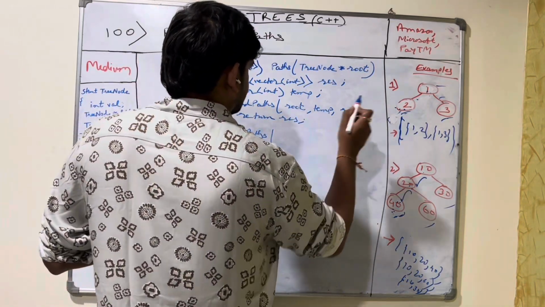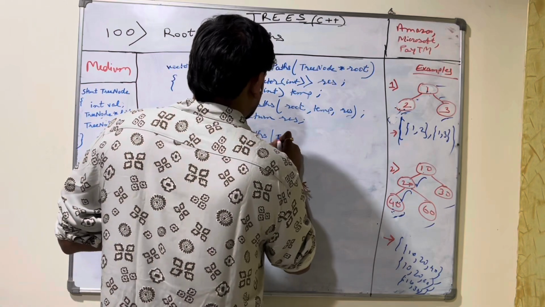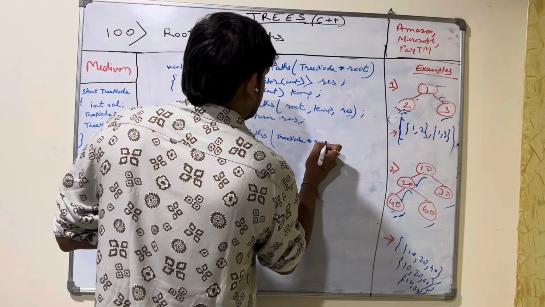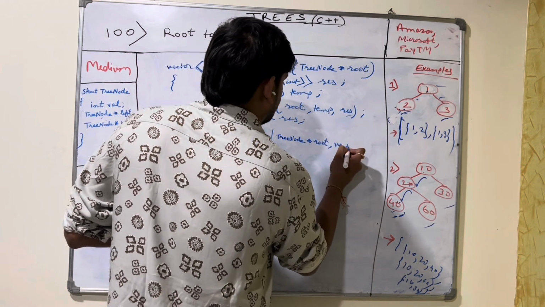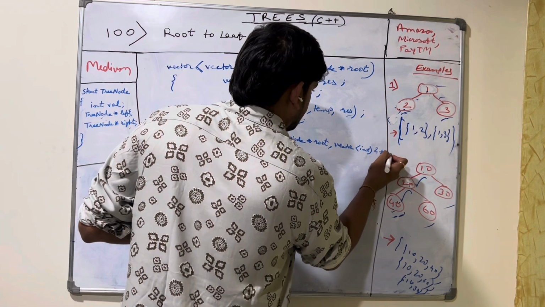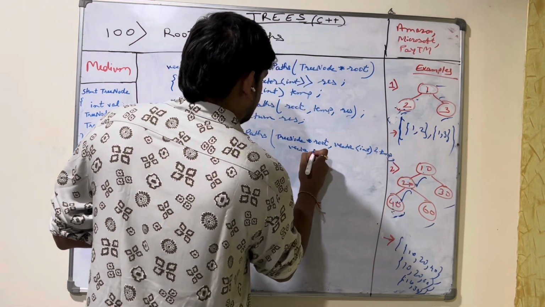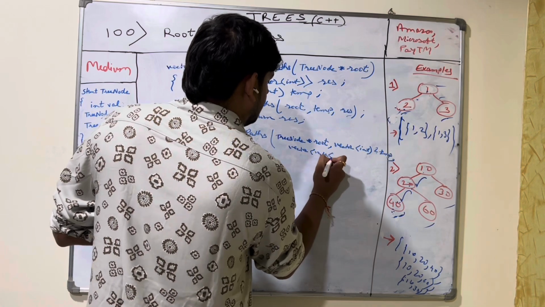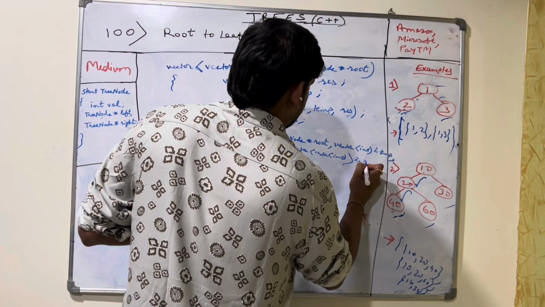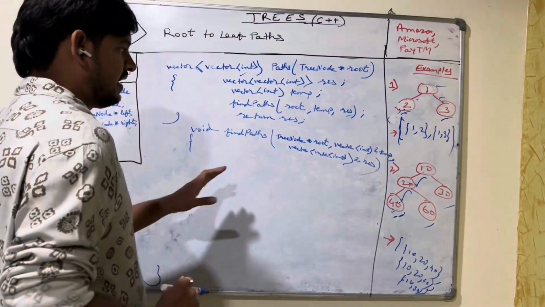We will pass this as a pass by reference. So tree node struct root, vector int ampersand temp, comma vector int ampersand result. Okay, now we are here.